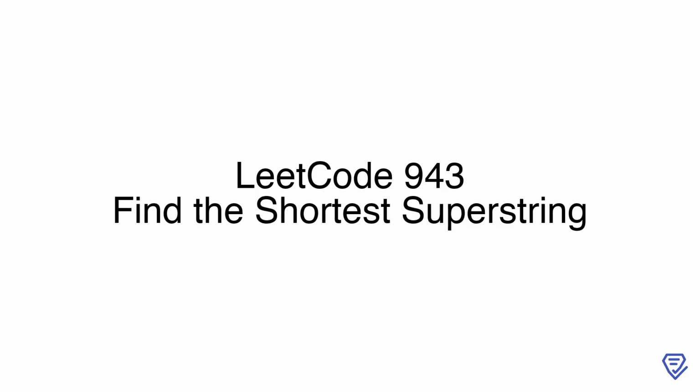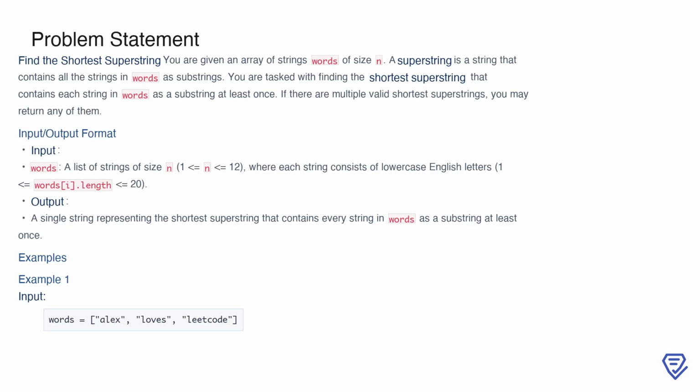Let's dive in. In this problem, we are given a list of strings called words, and our task is to find the shortest string, known as a superstring, that contains every string in words as a substring. A superstring is simply a larger string that includes each word from the list as a part of it in some position. The goal is to minimize the length of this superstring. If there are multiple shortest superstrings with the same length, we can return any one of them.